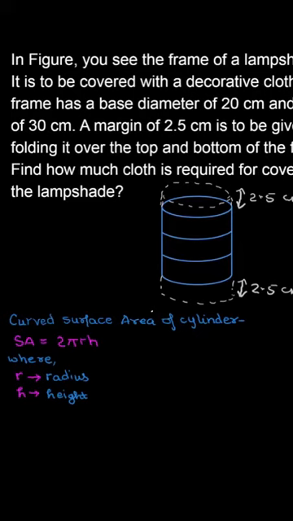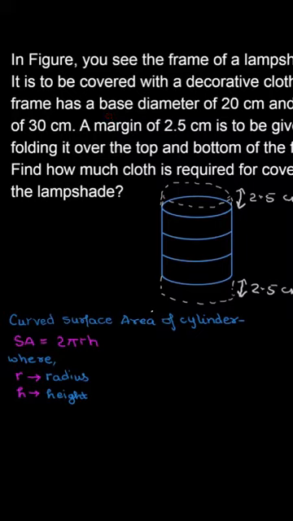Hi, the question says: in the figure you see the frame of a lampshade. It is to be covered with a decorative cloth. The frame has a base diameter of 20 centimeter and height of 30 centimeter. A margin of 2.5 centimeter is to be given for folding it over the top and bottom of the frame. Find how much cloth is required for covering the lampshade.